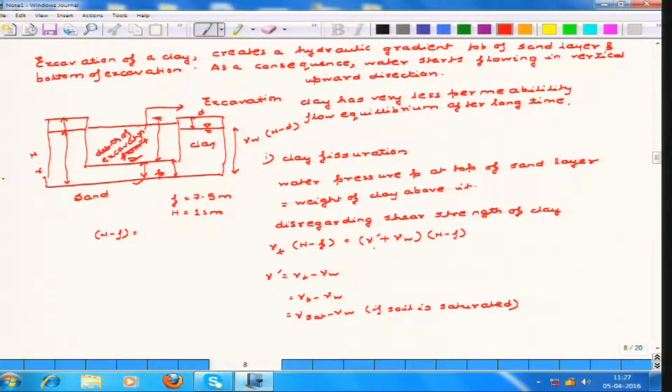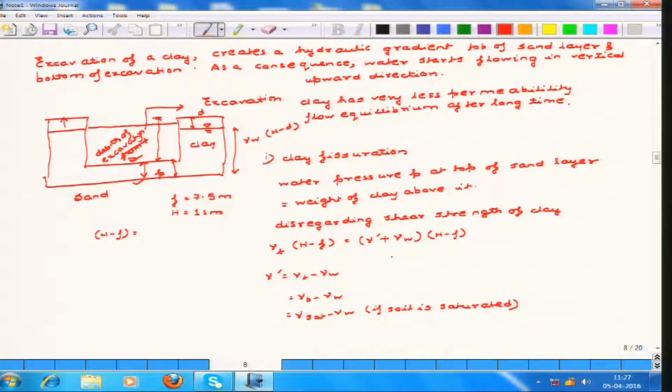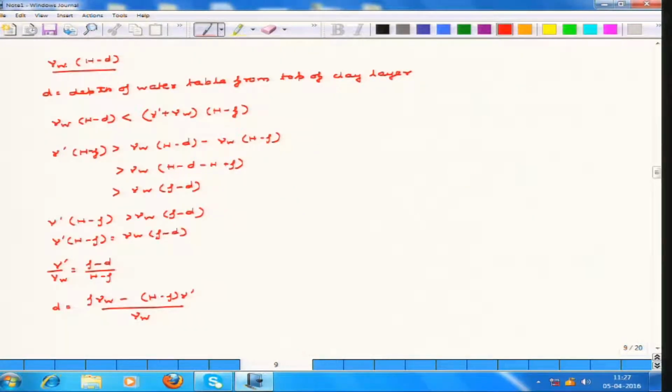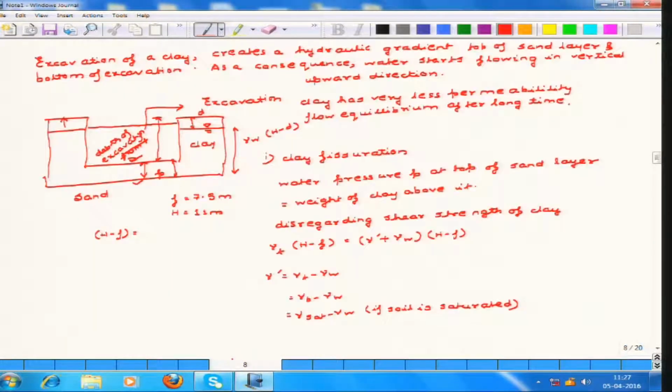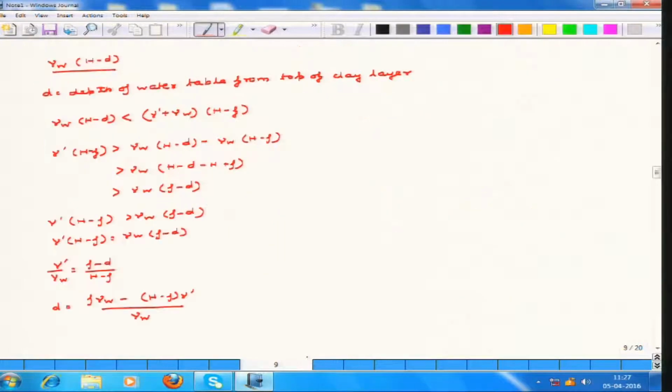Regarding that, we found the weight of the clay just above the layer of sand and just below the excavation, which is gamma sat into H minus F, because it is just under the water table. Gamma sat we can write in the form of gamma dash plus gamma W into H minus F, while the water pressure at the top of the sand layer is taken as gamma W into H minus D, where D is the distance of the water table from the top of the clay layer.